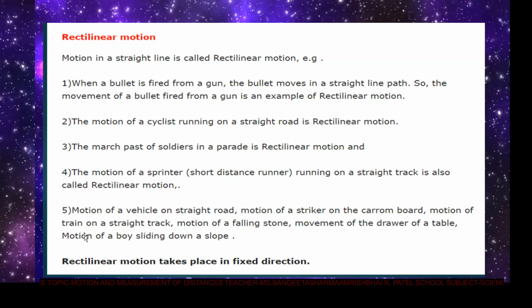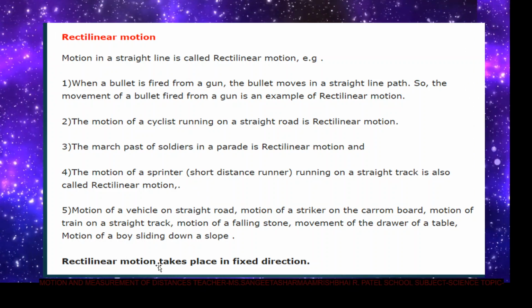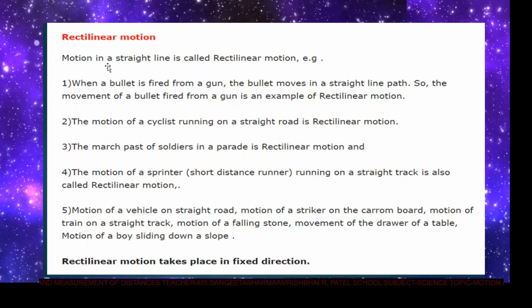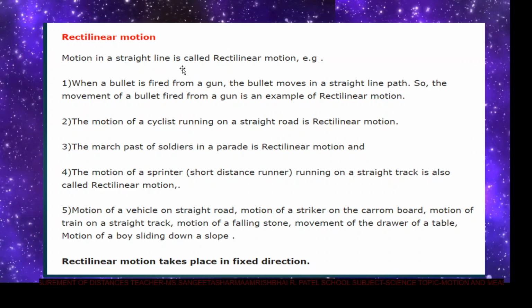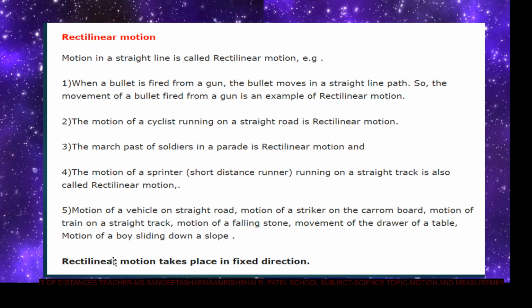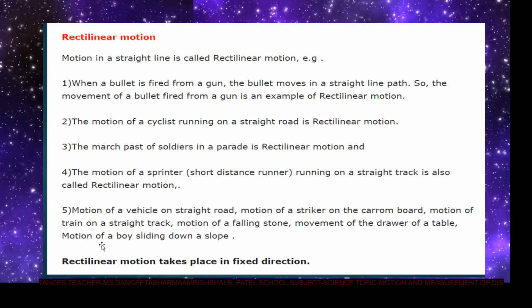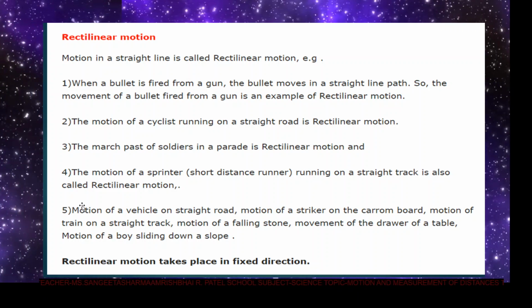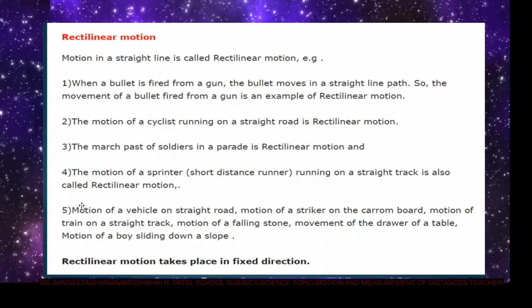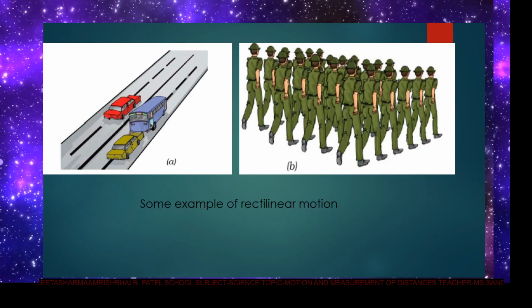So, what is rectilinear motion? Rectilinear motion is a motion which is in a straight line. Okay, so remember one thing, that rectilinear motion takes place in a fixed direction. In a straight line, that means in a fixed direction. Clear?